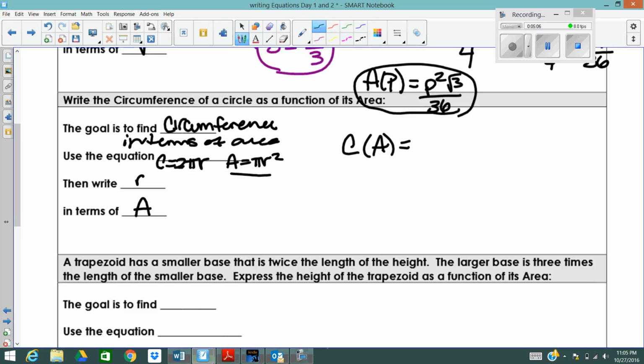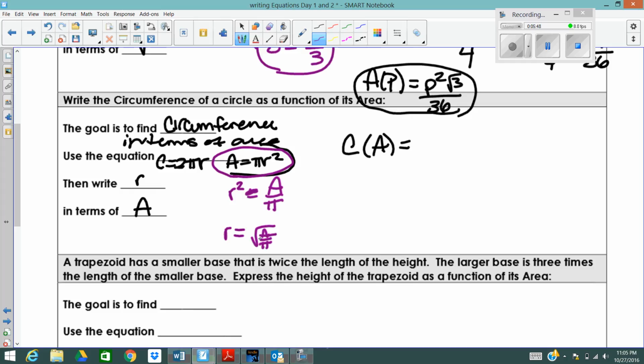So if we take a look at my area formula, I'm going to take that equation, I'm going to solve it for r, so I can then substitute out r and put in A. So we get r squared equals A over pi. We're going to take the square root of that. We get r equals the square root of A over pi. I don't need plus or minus because we're talking about area and circumference. That's always going to be positive.